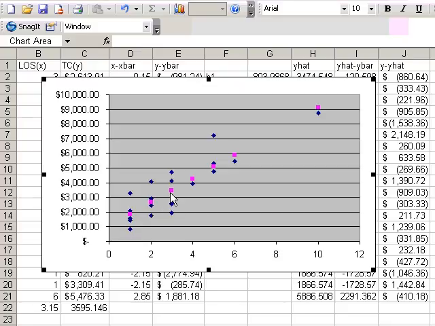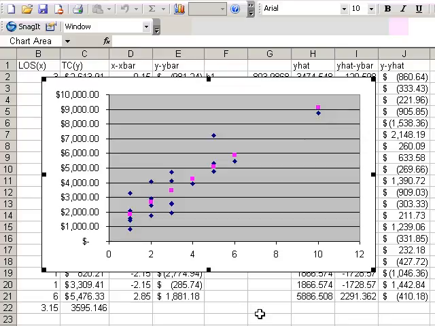The pink dots represent the predicted values for the blue dots at each successive length of stay. For example, this pink dot represents the projected value for a one-day stay, $1,866. This dot represents the projected value for a two-day stay, and so on, up to this dot, which represents the projected value for a 10-day stay.